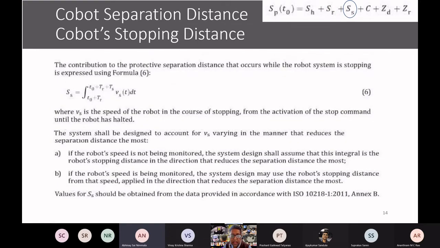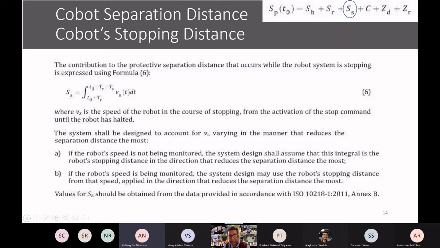And finally, we will measure the robot stopping time. For that, we will have to integrate the robot's stopping speed from T0 plus TR, that means the robot's reaction time, up to when the robot completely stops, that is T0 plus TR plus TS. VS is the speed of the robot in the course of stopping, and this happens from the activation of the stop command until the robot is completely halted.